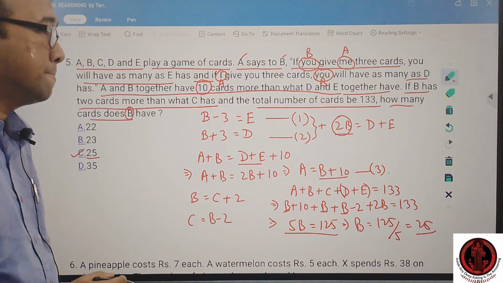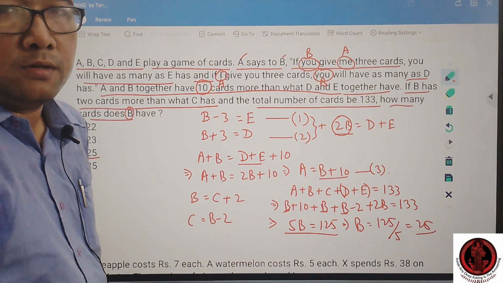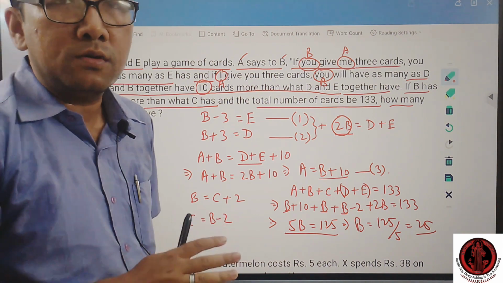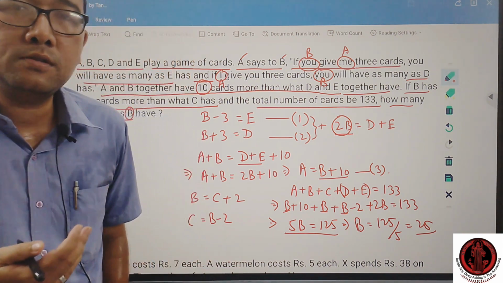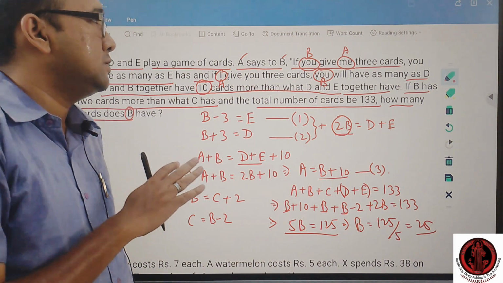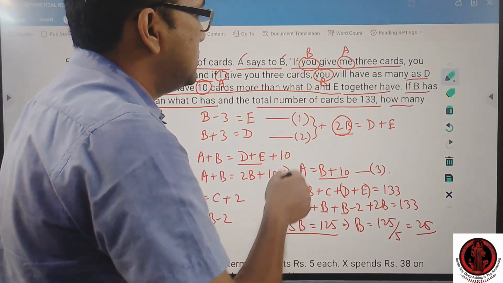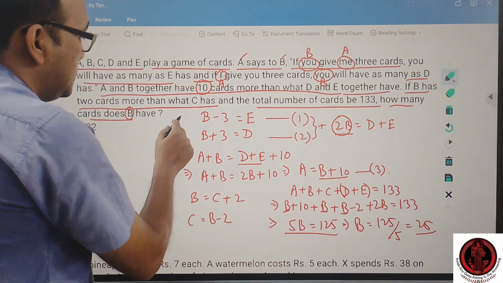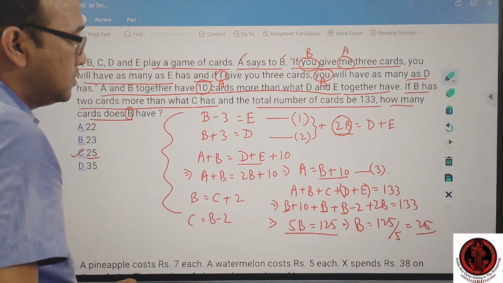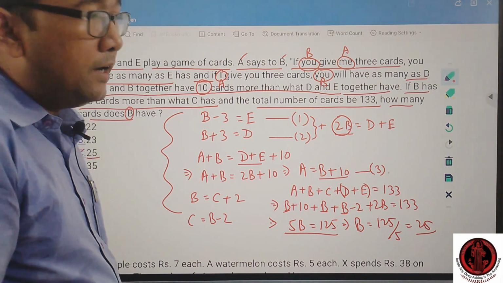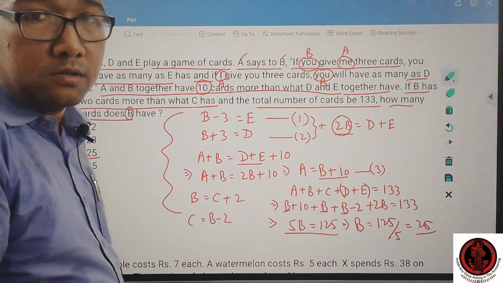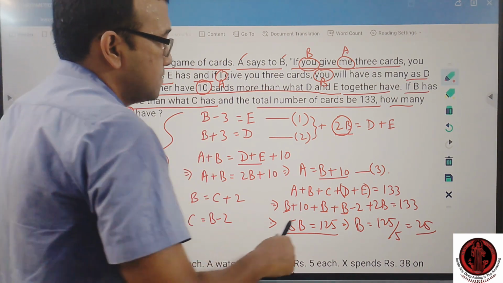Okay. So in this type of problem, basically no formula is there. You can solve this type of problem using common sense. All the information is given. Based on that information, you have to form the equation and then just solve the equation. That's all.